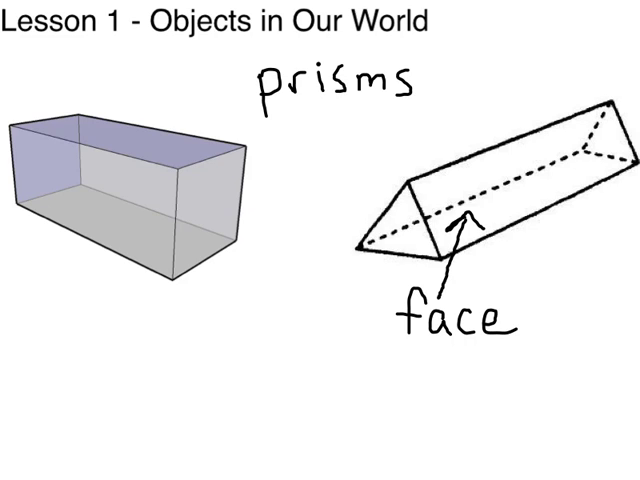Each of the prisms also has a special face that is called a base, and we'll call these ends the base. So a prism is named by the shape of its base. The rectangular prism has a rectangle, so that's why it's called a rectangular prism. The triangular prism has a triangle, and that's why it's called a triangular prism.